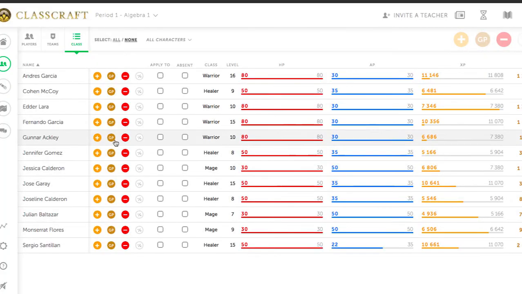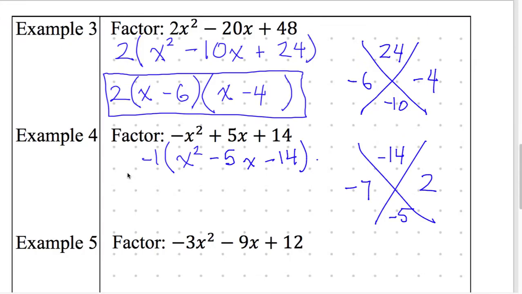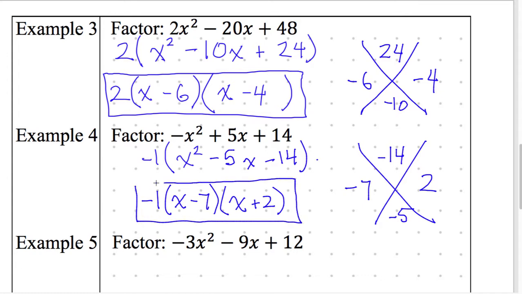Thank you, Eder. And I need one final person. Tell me what the final answer is, all of it factored, Fernando. -1, parentheses, x -7, and then x plus 2. There it is. And I'm really glad that you left that -1 in there, because that is the most common error now that we are doing both steps. That -1 is still there.